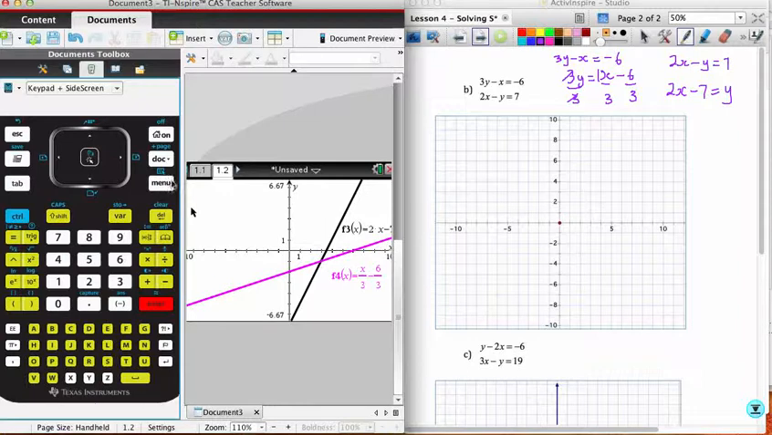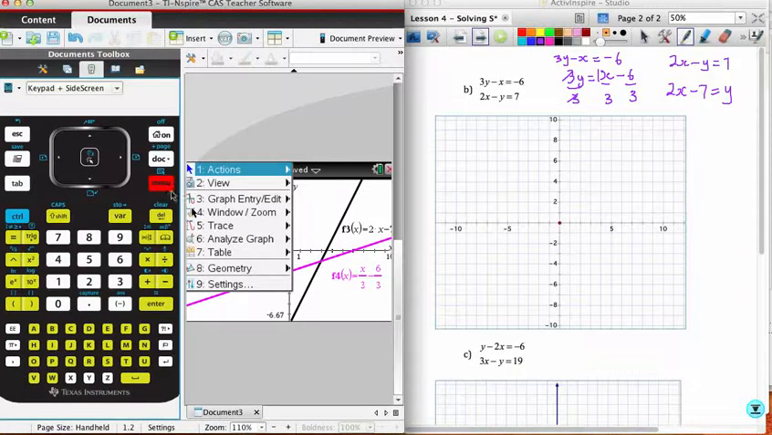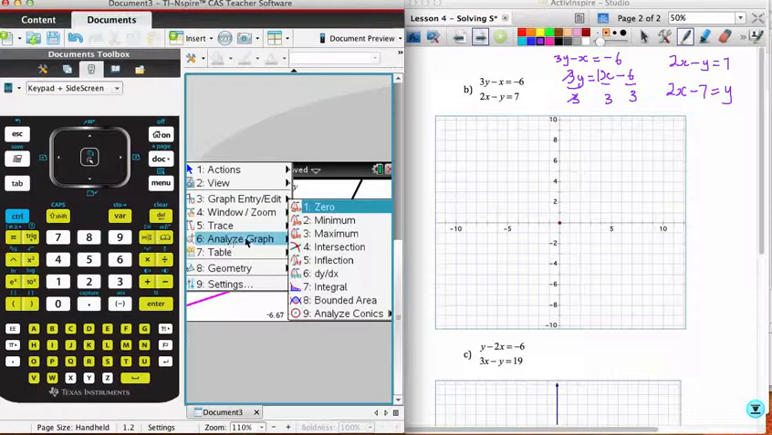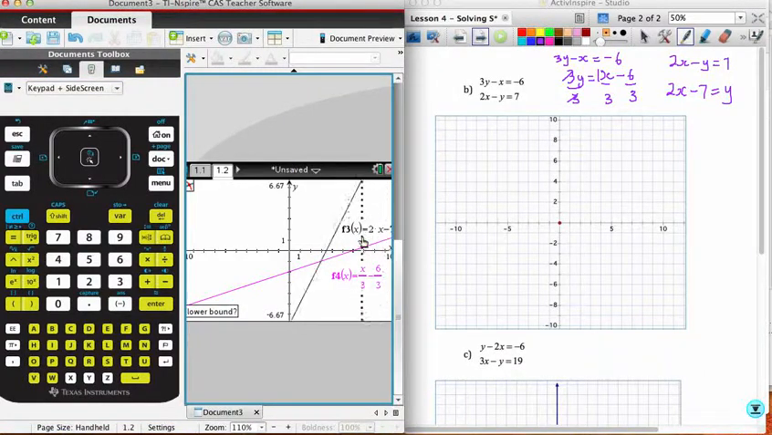Now what we need to do is solve the system, and so that's going to involve analyzing the graph and finding the intersection. We go to the left, we go to a point to the right of the intersection, and here we have the coordinates of our intersection point, 3, -1.